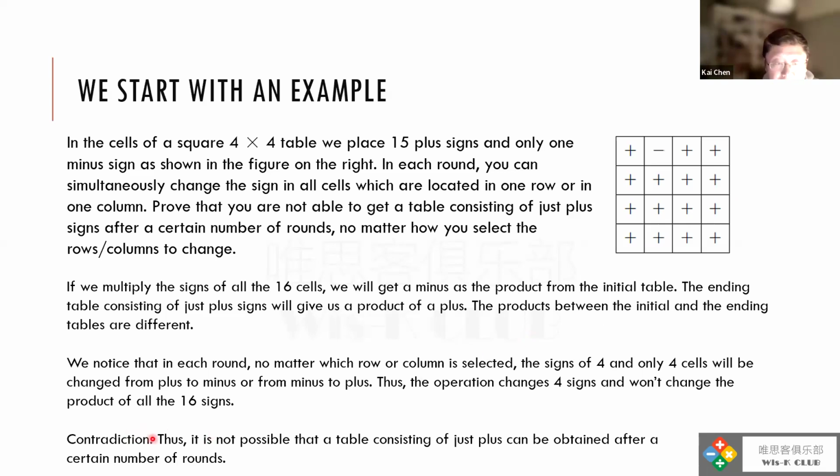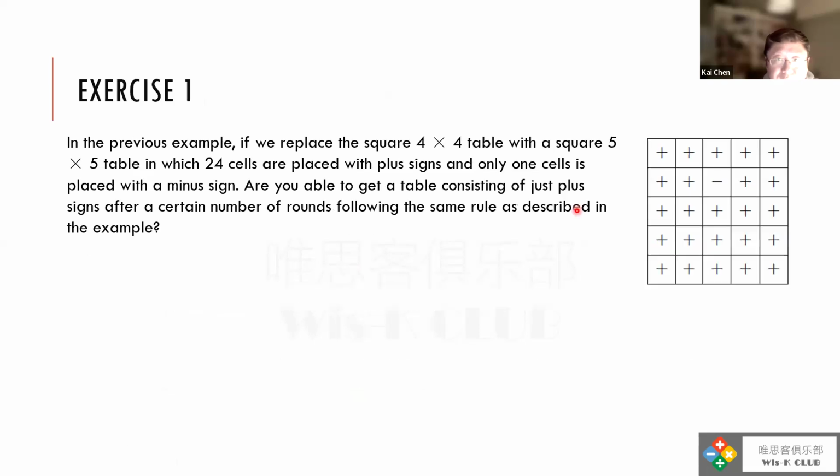So this is a contradiction, meaning that it's not possible, because in each round of the possible operations, you will not be able to change the sign of the product. The product remains a minus, but you are aiming to have a situation where all the signs are plus. So that means the product will be a plus. So that's a very easy example to start with.